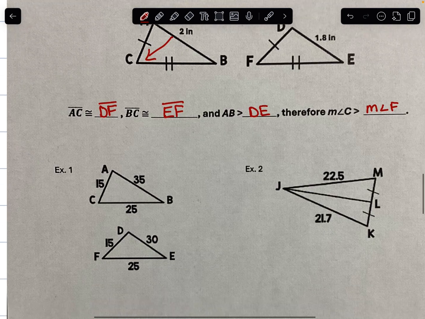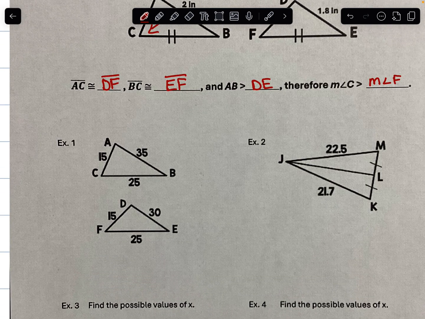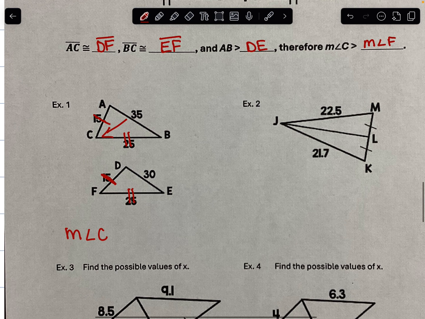Okay? So, now, these are a little trickier, right? Because they're not marked with your lines. So you might do that just to help you know which ones you don't really need. So like 15 is congruent to 15. 25 is congruent to 25. Okay? So then I identify the longer side. What's the longer side here? 35 or AB, which points me to angle C. So the measure of angle C has to be greater than what? Measure of angle F.